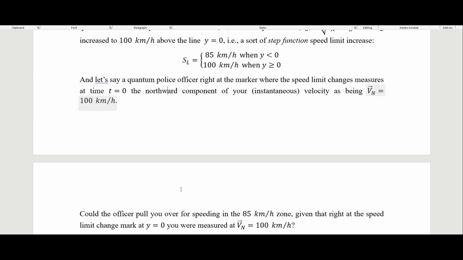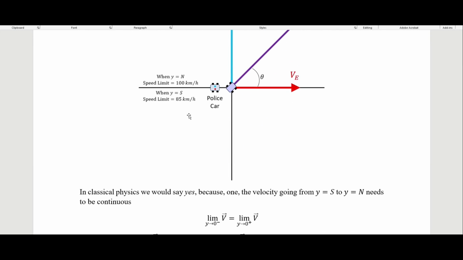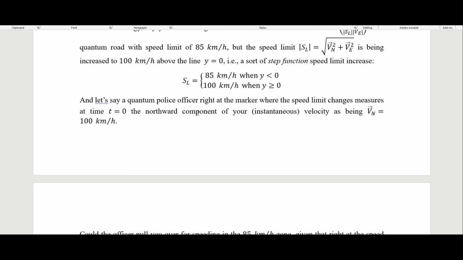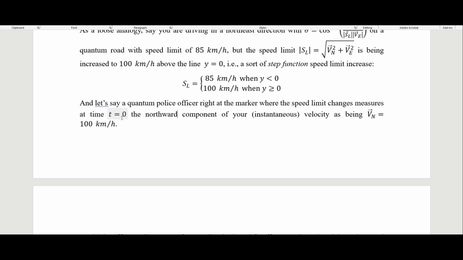So remember, we're in kind of a weird quantum world here with quantum police officers. So they're not measuring your velocity in this sort of northeast direction, only measuring the northward component of your velocity at this time t equals 0.